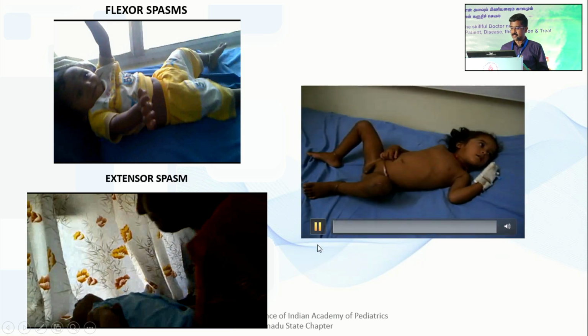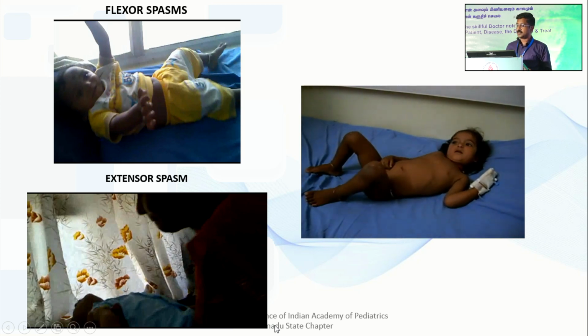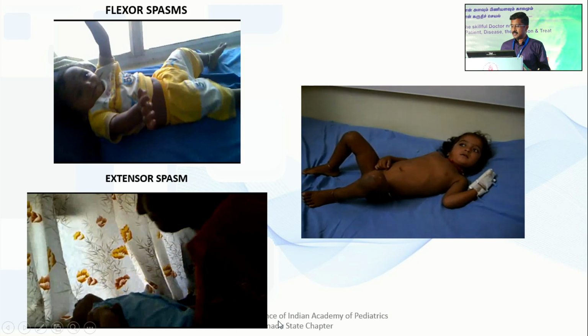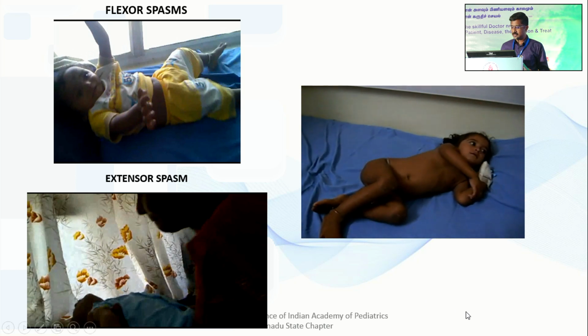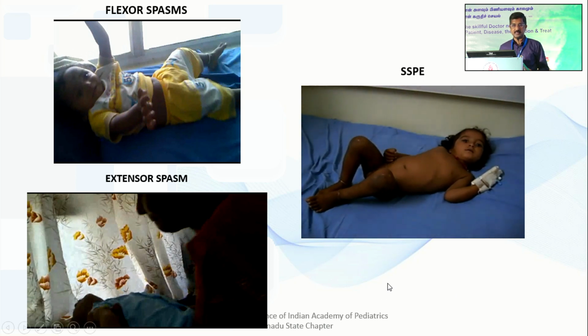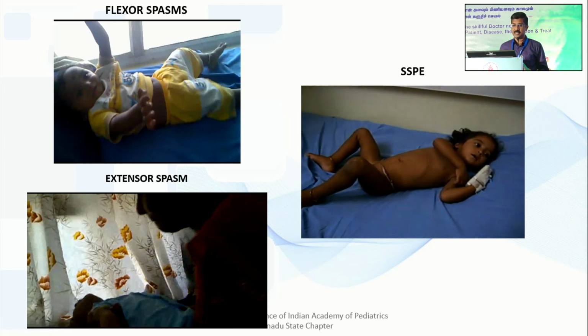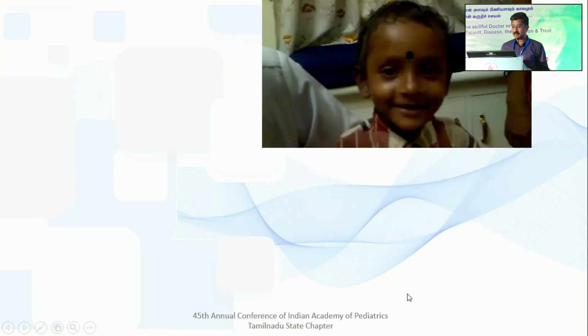What is this child? This child, a 2.5-year-old child, came with recurrent generalized jerking of the body. So the child used to get these kinds of attacks. So this is a case of SSPE, the youngest case I have ever seen, 2.5 years old. The child contracted measles at 6 months of age and succumbed to the illness.